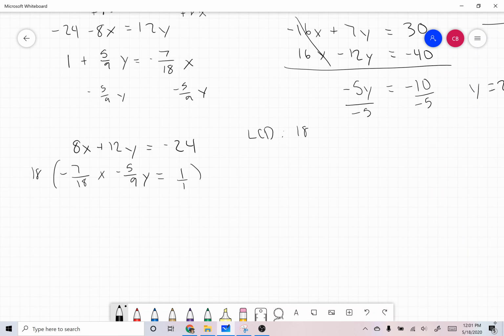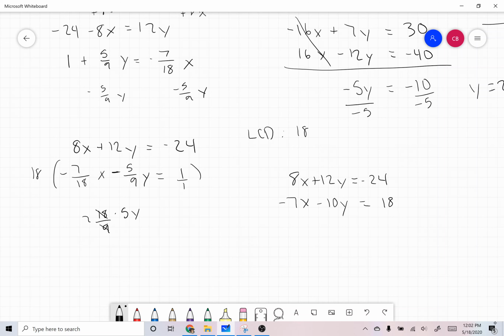Okay, so we've still got our 8x plus 12y is equal to negative 24. 18 divided by 18 is gone. That's 1 minus 7x. Okay, there's a minus here. So we've got 18 divided by 9 times 5y on top. So this is going to be 2. This is negative 10y is equal to 18 times 1, 18.